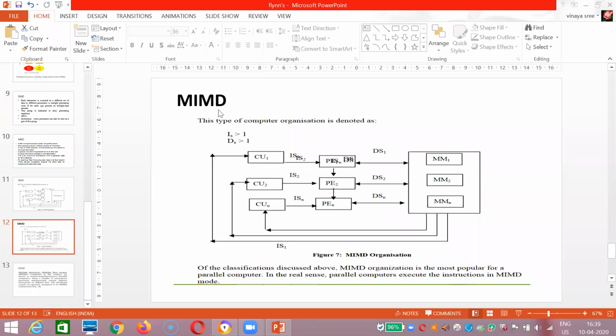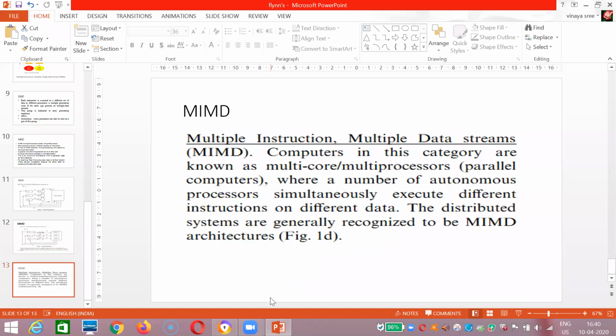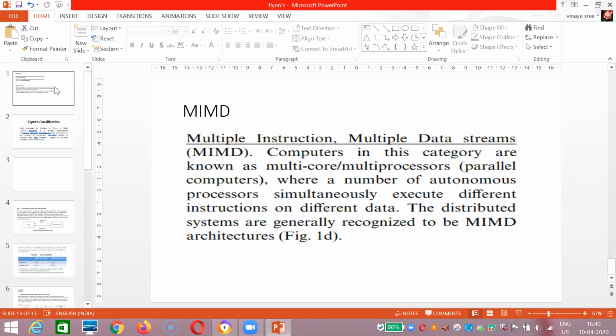Okay, so multiple instruction, multiple data: in this type of computer you will have multiple instructions and multiple data. Computers in this category are known as multiprocessors, where a number of autonomous processors simultaneously execute different instructions on different data. Now I will explain from the start once, as a revision, so that you can understand clearly.